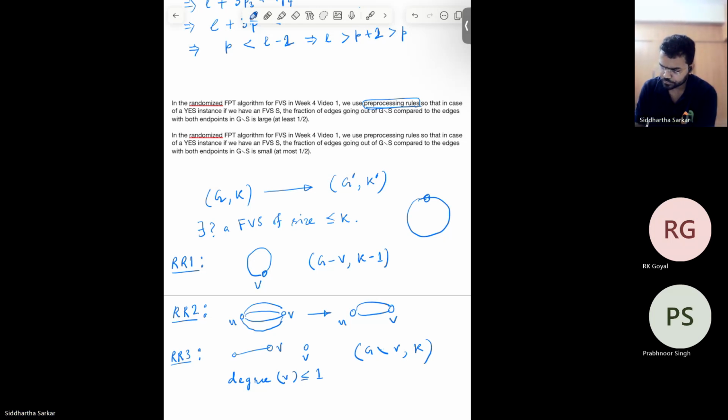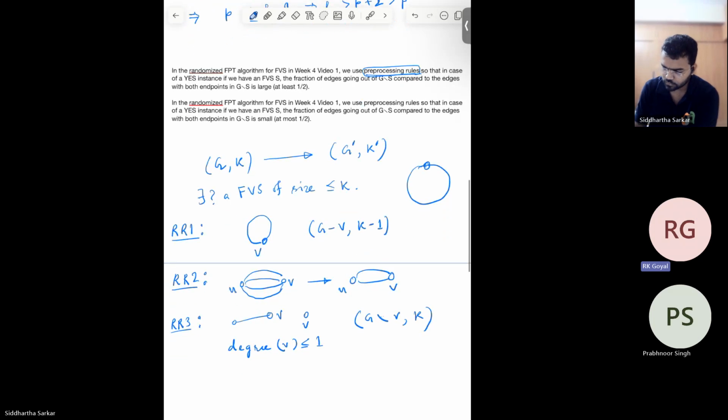All right. Yes, so this rule number 3 is slightly not clear. What if I remove the vertex V? Then K here is that I'm looking for the FVS of the size less than or equal to K. And since this V is never going to become part of the FVS, but why can this V not become part of the FVS? My question is this.